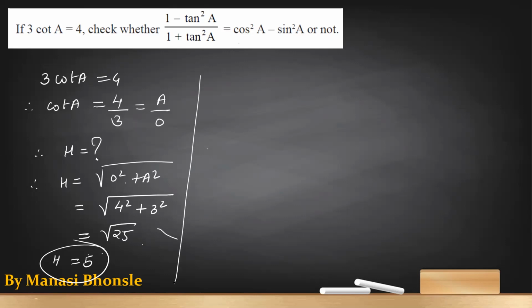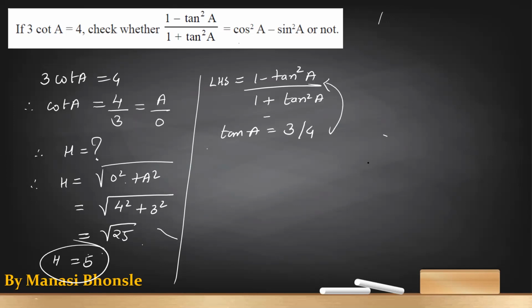That's quite simple now. So your LHS is equal to 1 minus tan square A upon 1 plus tan square A. And we know as cot A is equal to 4 by 3, reciprocal of cot A is tan A, and we know tan A is going to be 3 upon 4. And just substitute these values over here. Similarly, we can solve the RHS part.